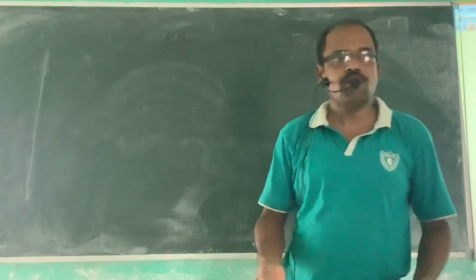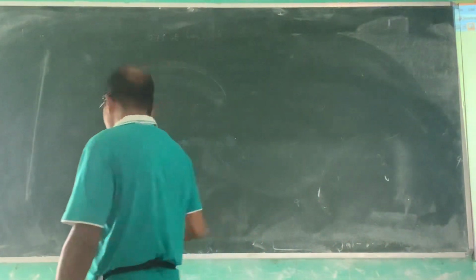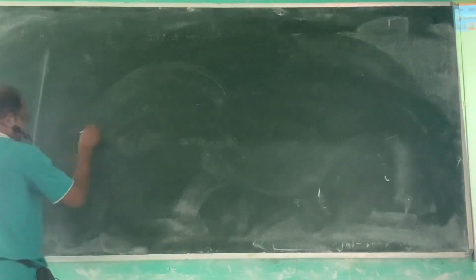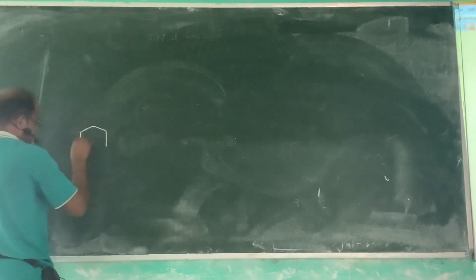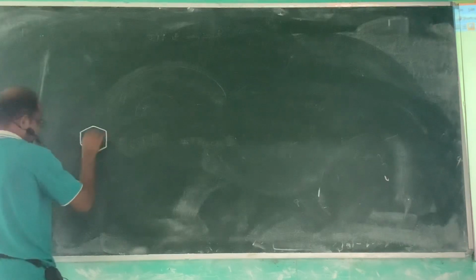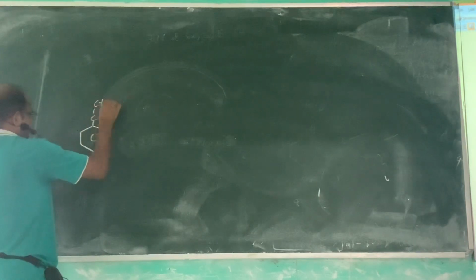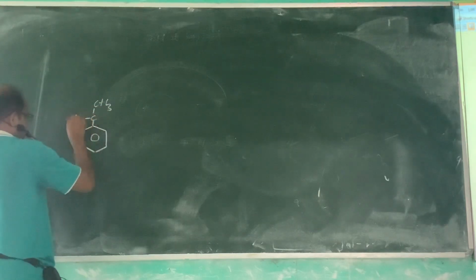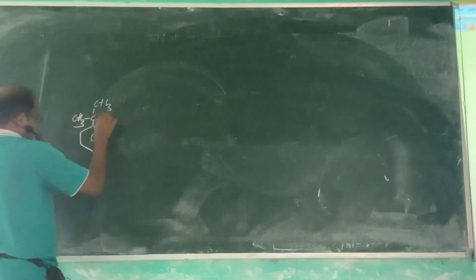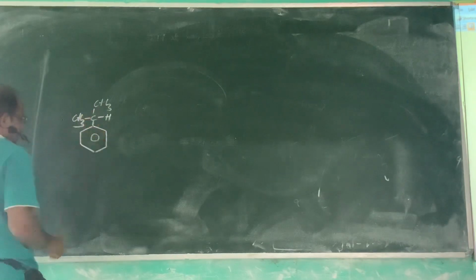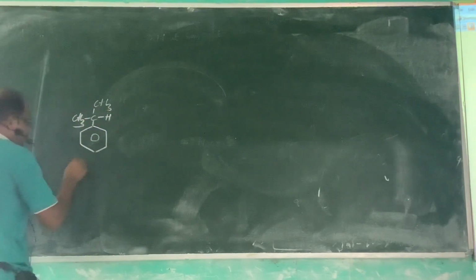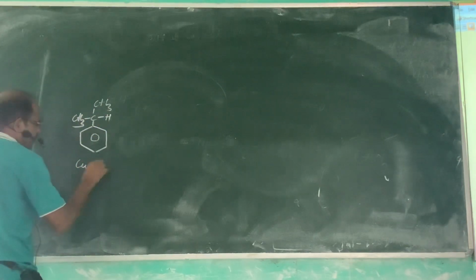Isopropyl benzene is called cumene. This is the formula for cumene. Here an isopropyl group is attached to the benzene. This compound is called isopropyl benzene, or in one word, cumene.